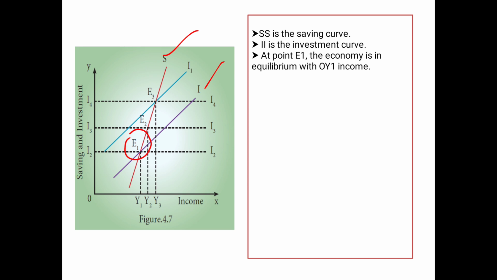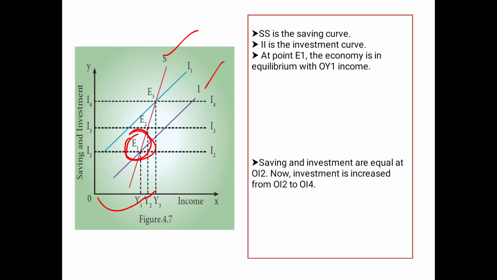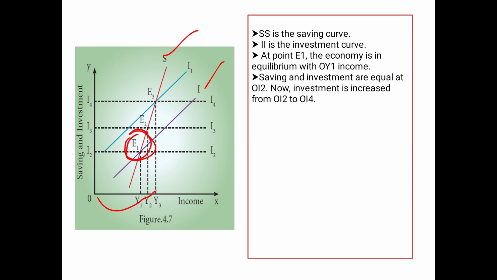Because we have OY1, which is equal at this particular point. Next, saving and investment are equal at OI2. So here at this particular point you can see that saving and investment are supposed to be equal to each other.